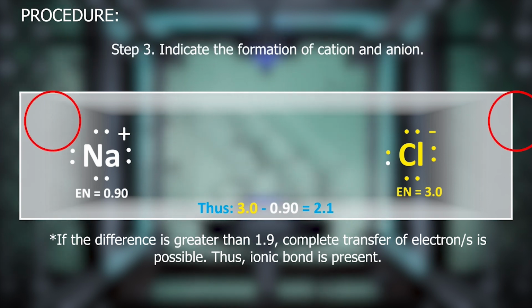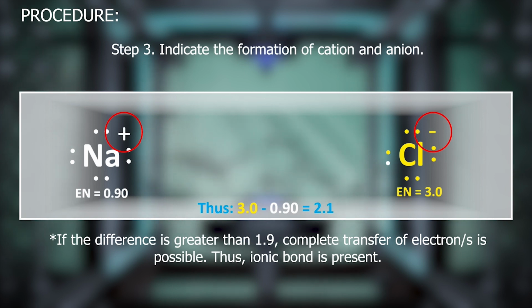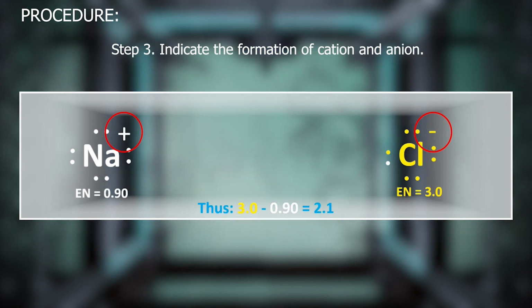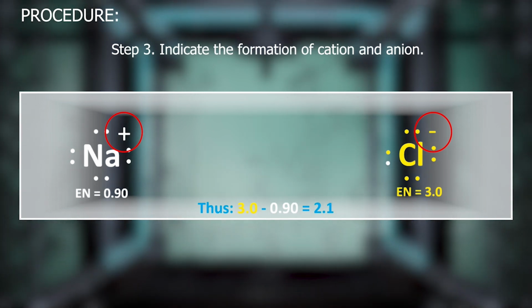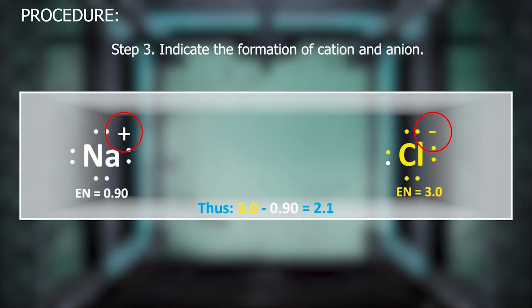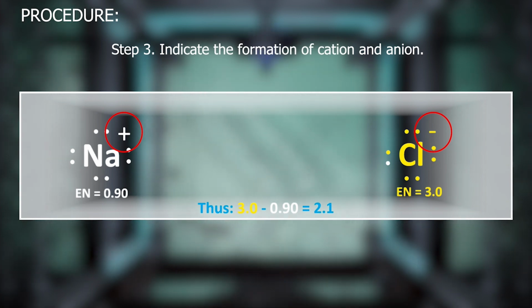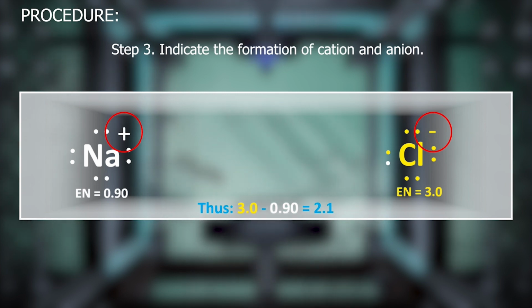After ionic bonding, both sodium and chlorine attain stability. Step 3. Indicate the formation of cation and anion. In ionic bonding, an element that transfers or loses electron becomes positively charged and is called cation. On the other hand, when an element receives or accepts electrons, it becomes negatively charged and is called anion.